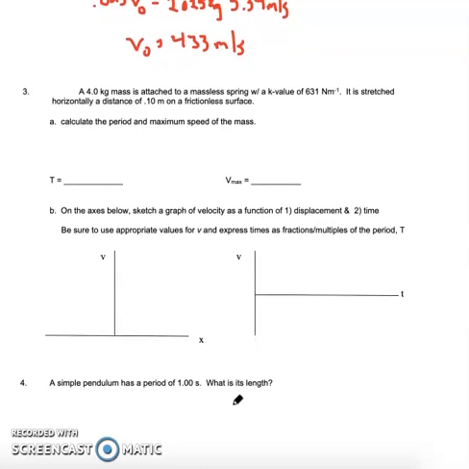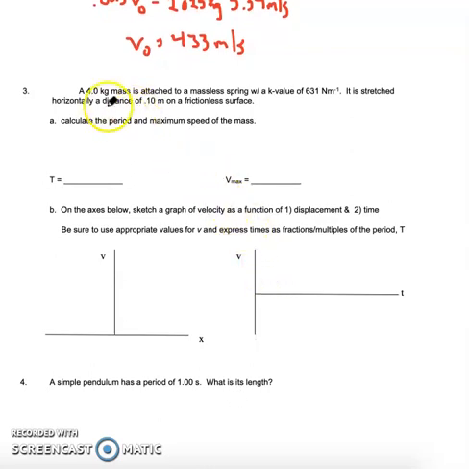Now we're going to look at some graphs. Again, we have a mass, we have a k value, and we have a distance, and it's horizontal, and there's our x. So calculate the period and the maximum speed. We've done that. T again is 2 pi radical m over k. Plug in the numbers, and we get 1/2 second, 0.50 seconds.